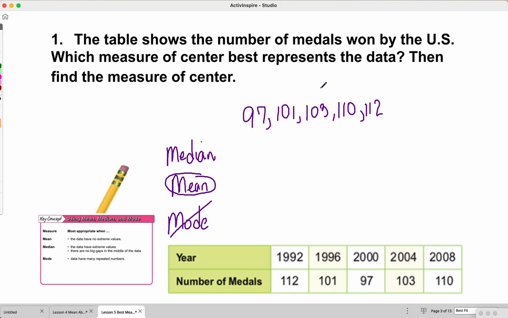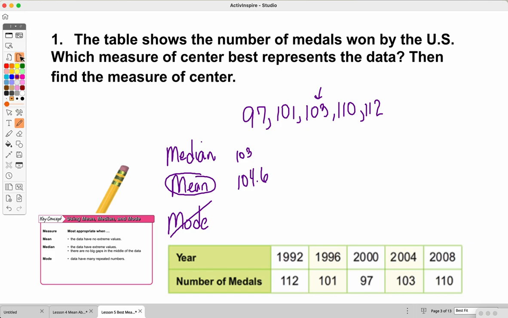We could quickly figure out the median. It's right there, we already have 103. But since there are no extreme data values, we're going to add all those numbers up and find the mean. Mean's probably my best measure of center here. I already did this: you add up all the numbers and you end up getting 104 and 6/10 as the best average number. So that's going to be our best measure of center.